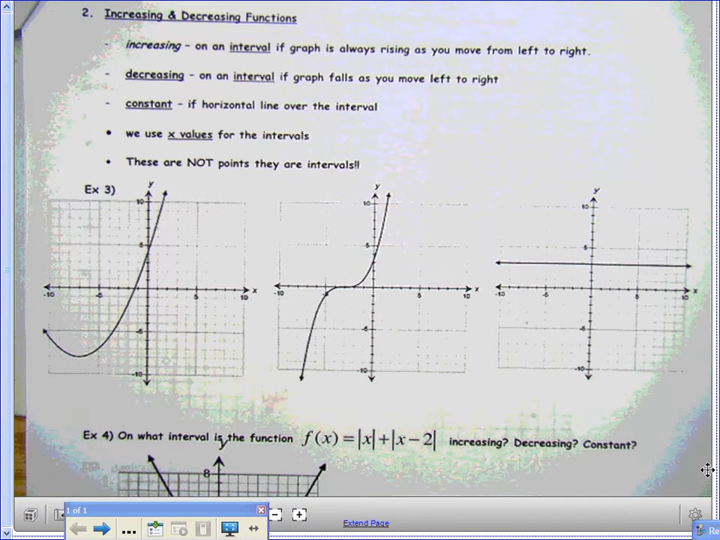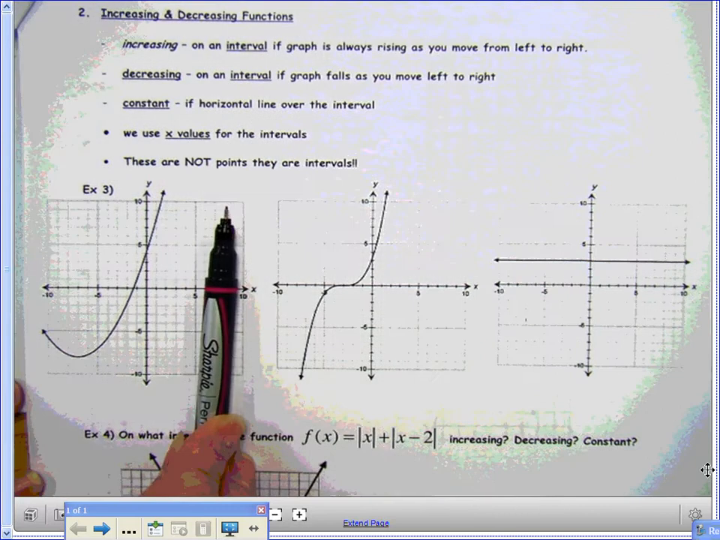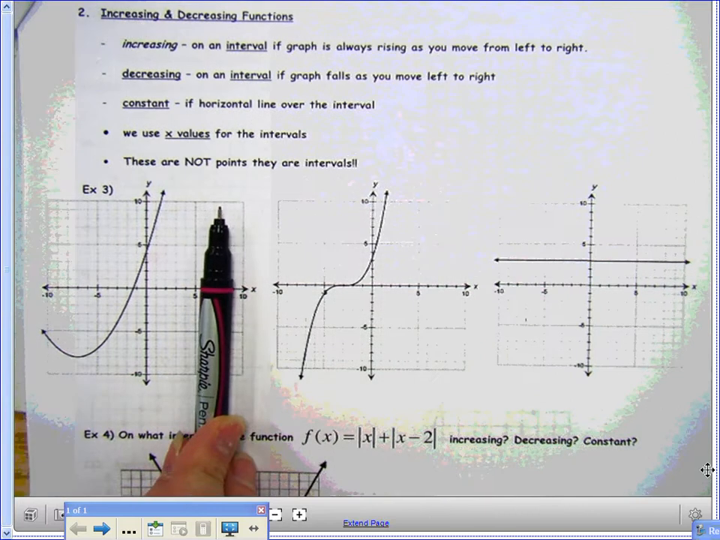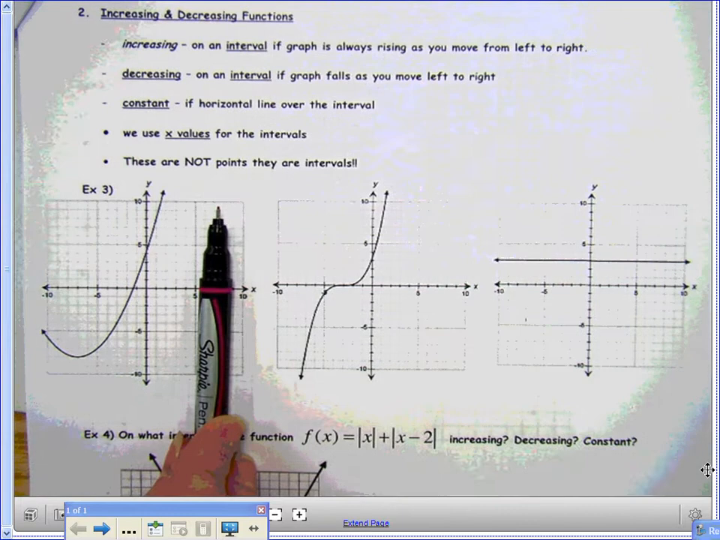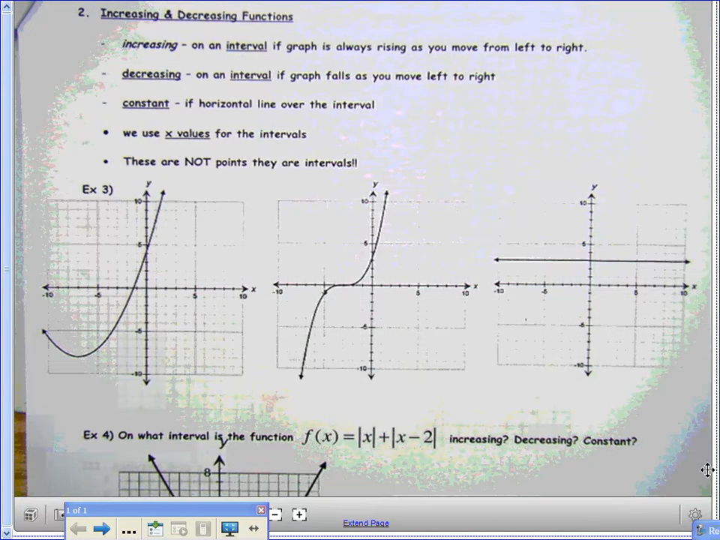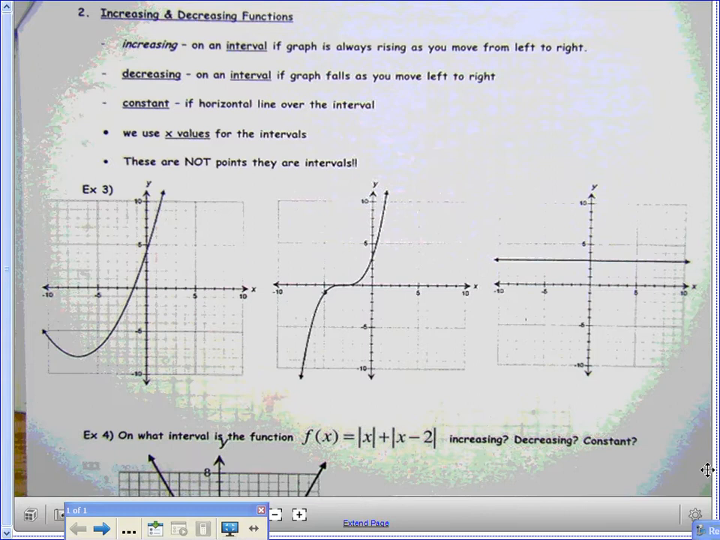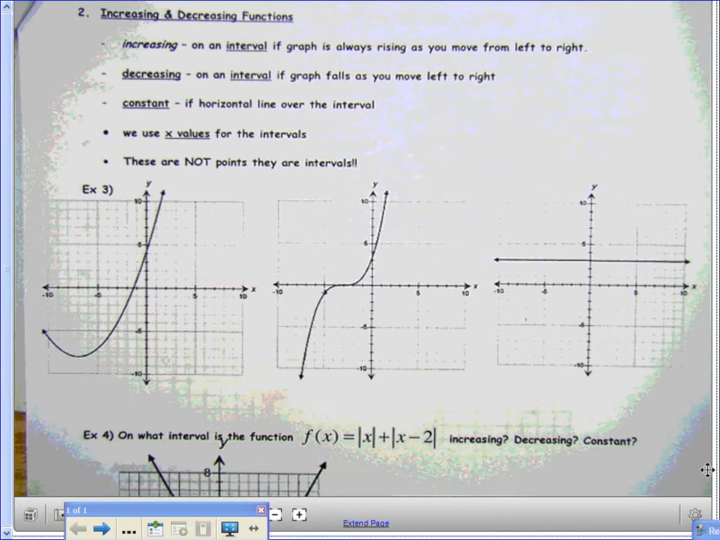What are you looking for? You're looking for, as you move from left to right in the graph, what are your y values doing? Are your y values decreasing or your y values increasing? Or are they constant, which means are they on a horizontal line? When we are doing these, you have to state whether or not you're increasing, decreasing, or constant because we're using interval notation. And since we're using interval notation for this, we're going to use our x values.